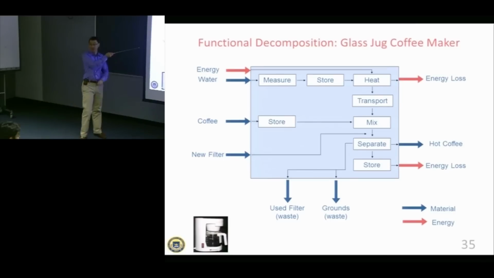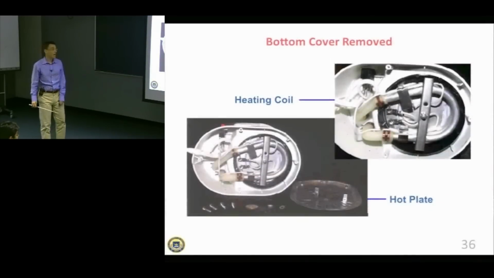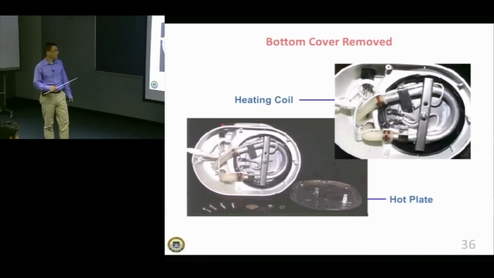Okay, does everybody understand this functional decomposition? So here's a product embodiment now. We're looking at taking or disassembling a coffee maker. You've got a heating unit. You've got some plastic tubing. You've got a hot plate.